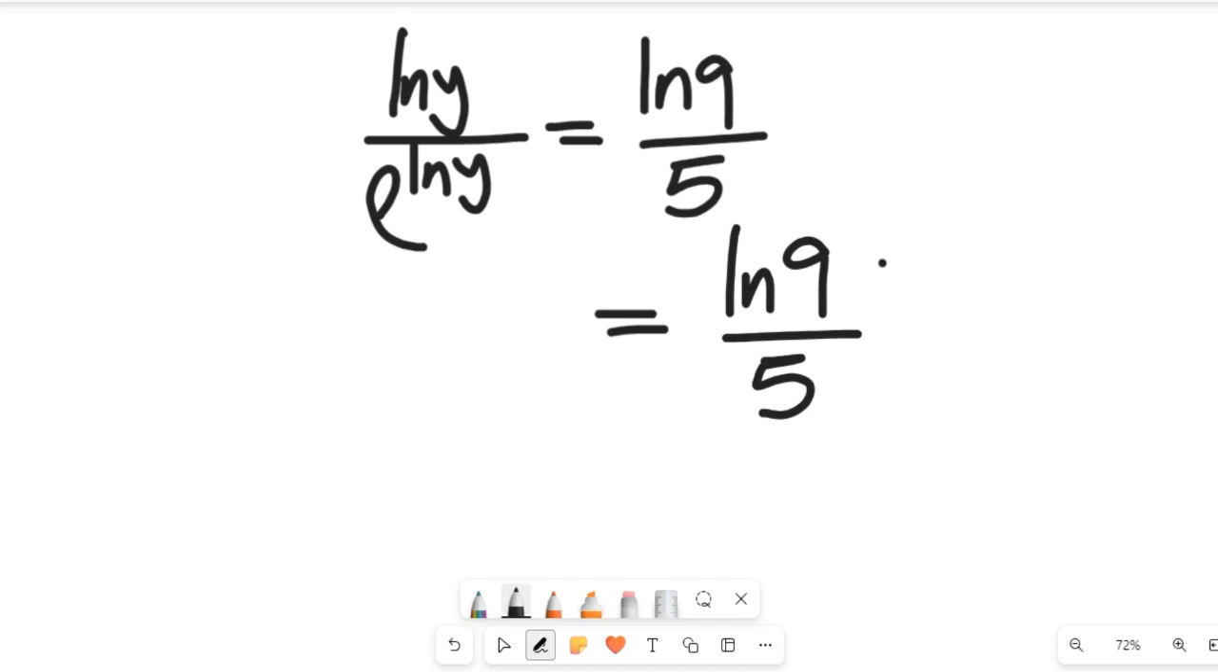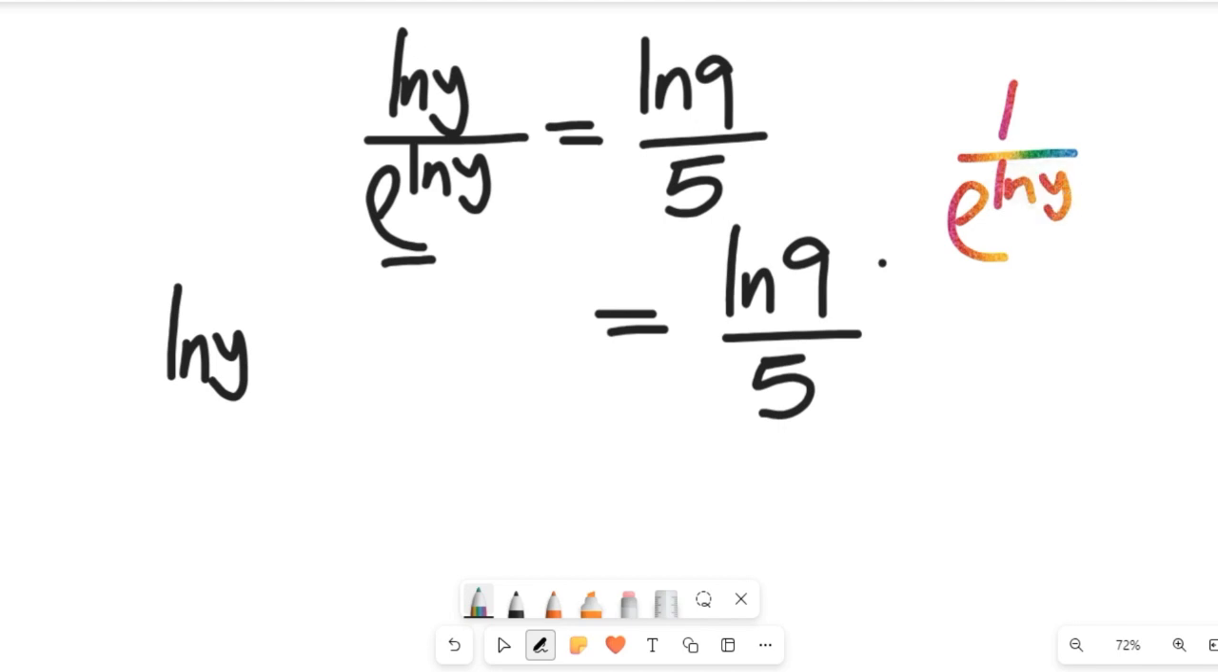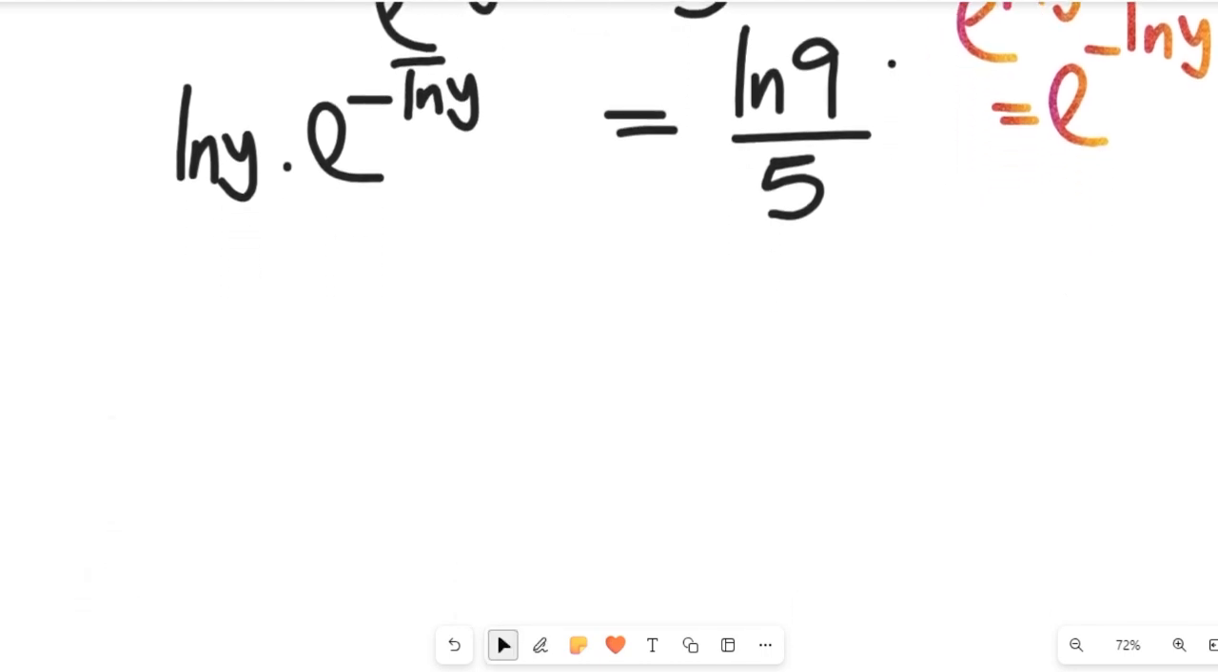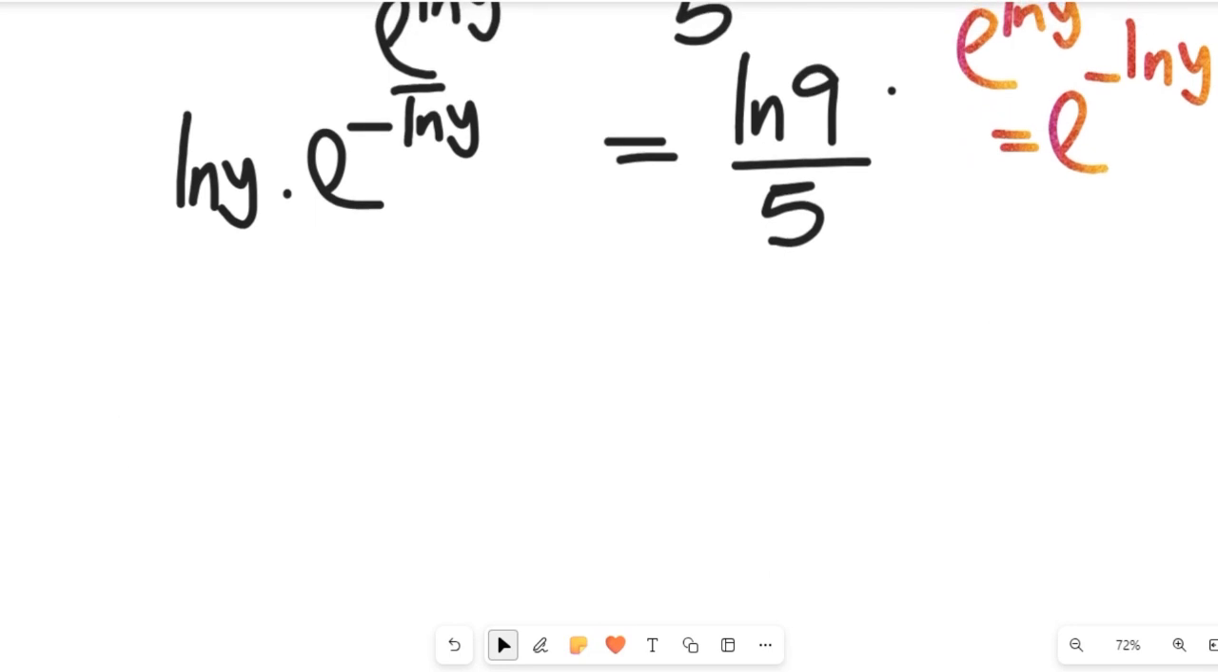Now, what will happen to the left hand side? I can simply see that this denominator is like having 1 divided by the natural exponent of the natural log of y, and that will be equal to the negative exponent of the natural log of y. We did not change anything in that equation. We only made it proportional.